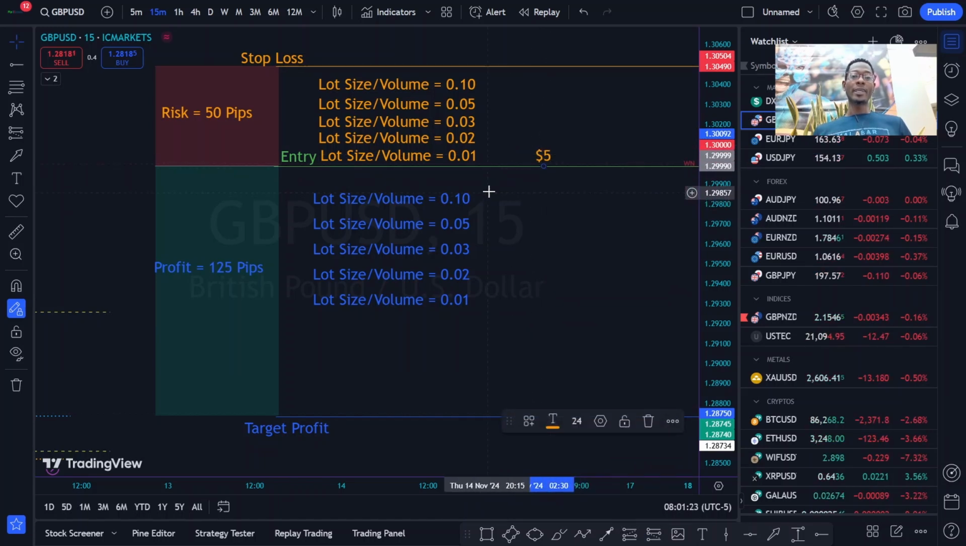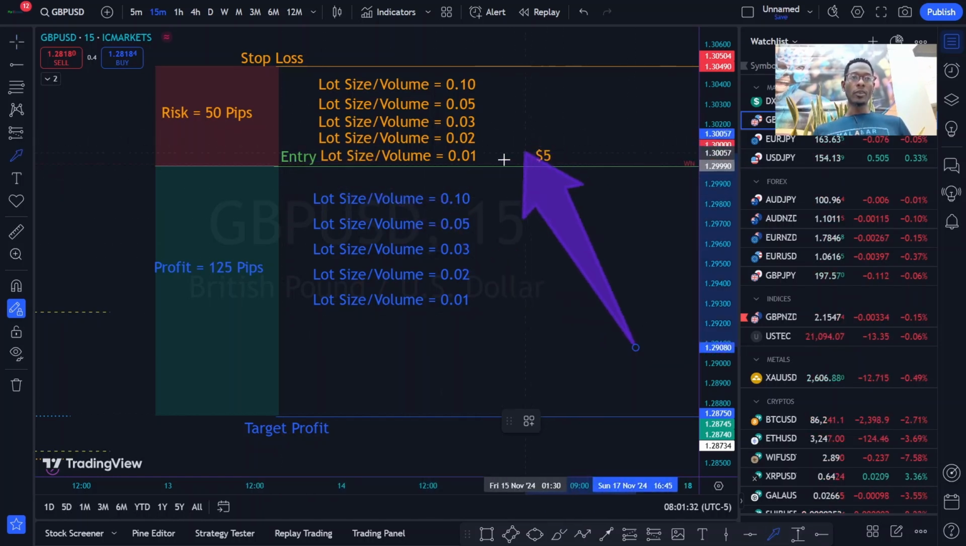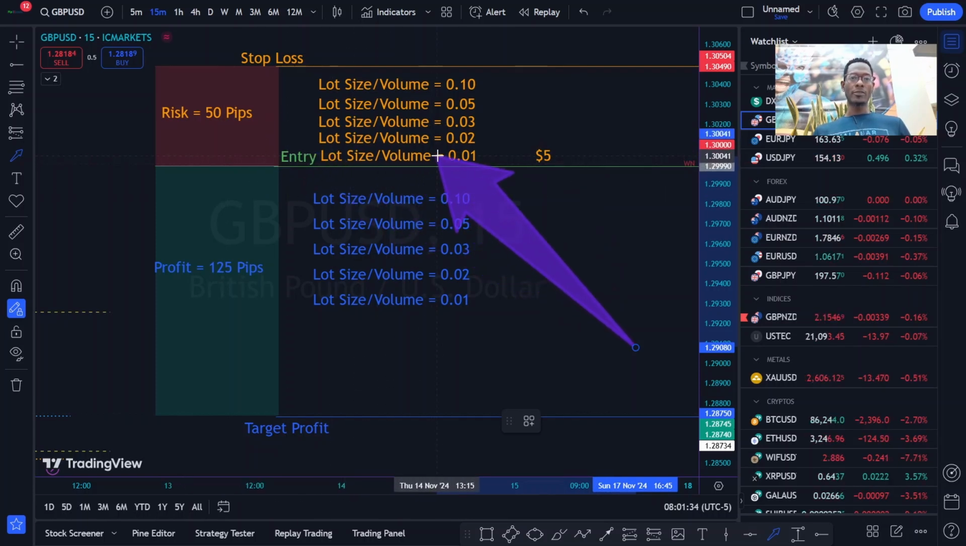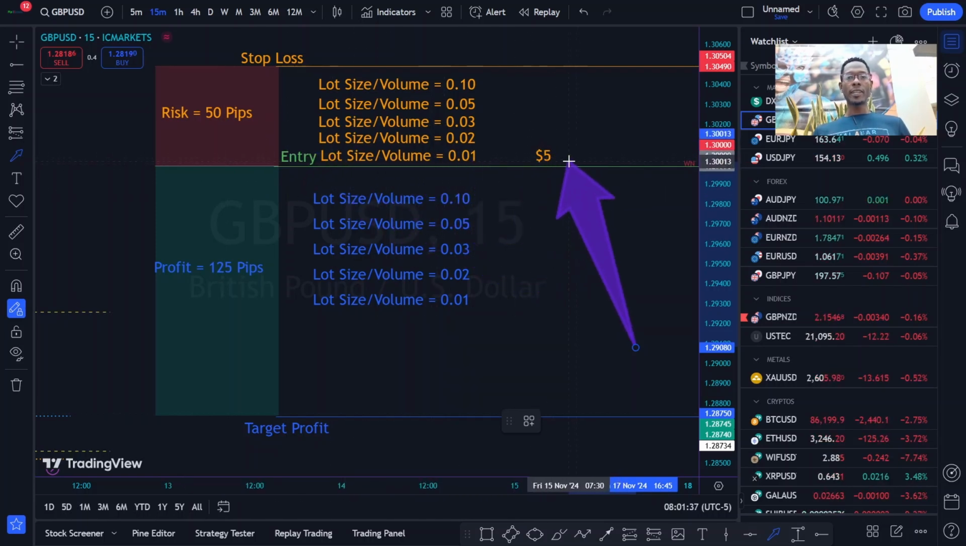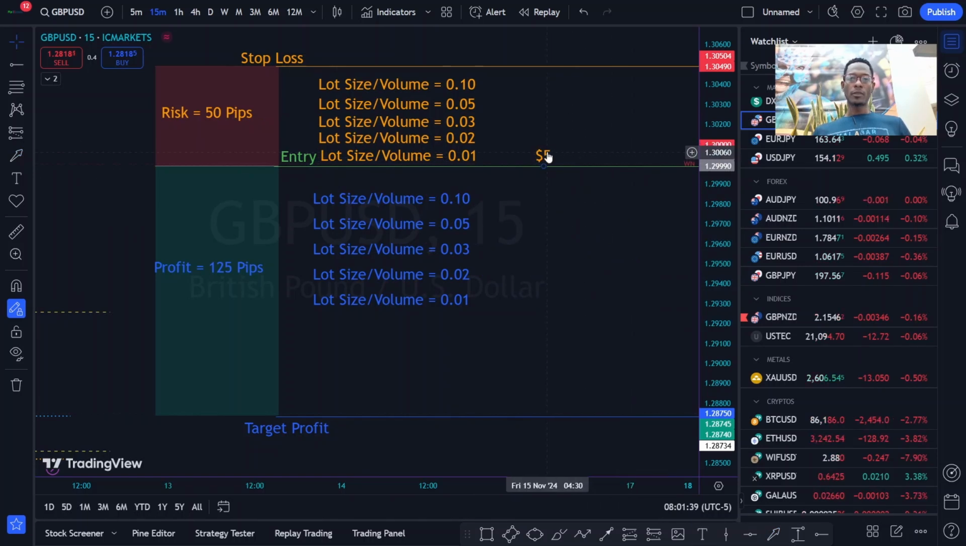Right, so for a lot size of 0.01, a micro lot, for 50 pips, we will be risking $5. What will we be risking if we were to risk 0.02? Well, the answer is simply $10. And of course, for 0.03, can you guys calculate? It's going to be $15.